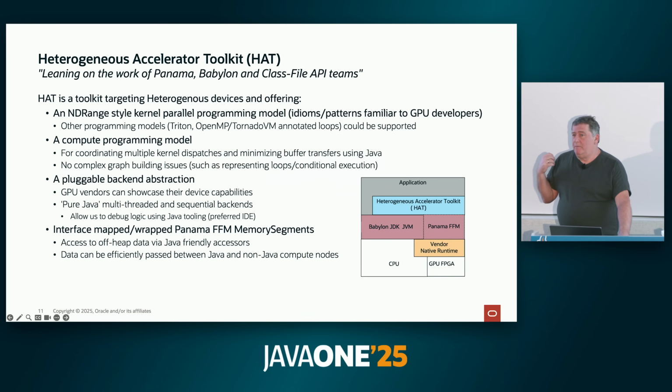Also, Panama offers the ability for us to use off-heap memory. So we can now ask the GPU, where would you like to allocate this memory? Where's the best place for you to allocate it, rather than us picking the wrong place and then forcing copies. Anytime you copy data, you kill a puppy in this world. So we don't want to kill any puppies.